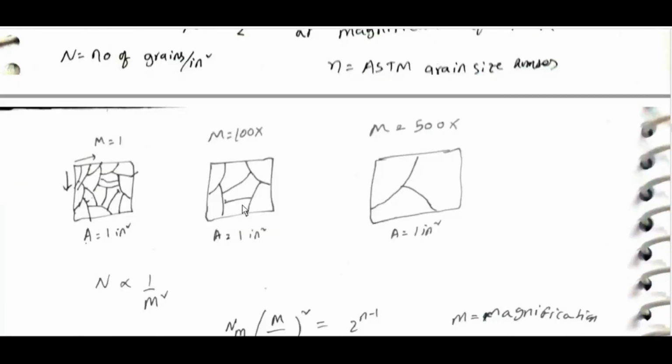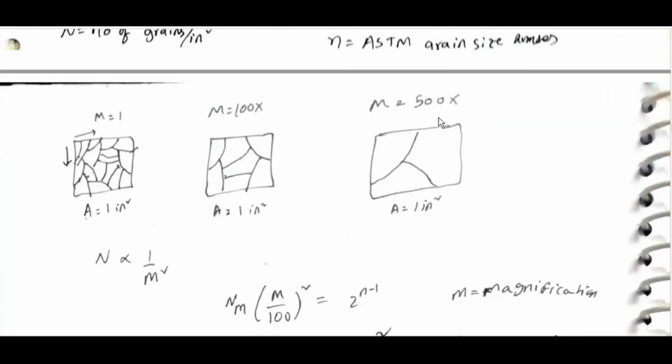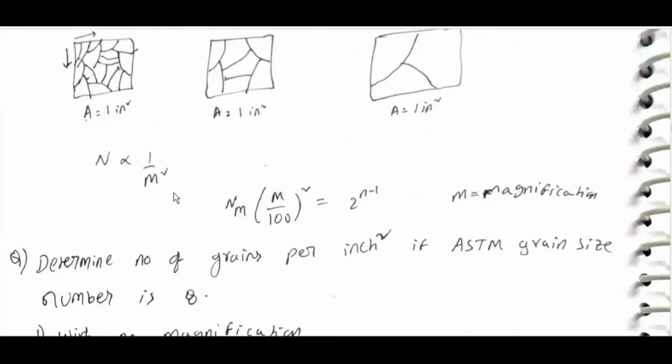M is equal to 100x, A is equal to 1 inch square. M is equal to 500 times, A is equal to 1 inch square. N is inversely proportional to M square. N_M into M by 100 whole square is equal to 2 power n minus 1. M is equal to magnification.